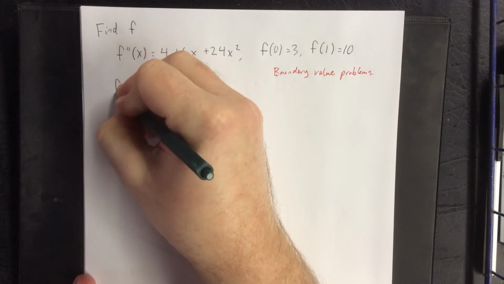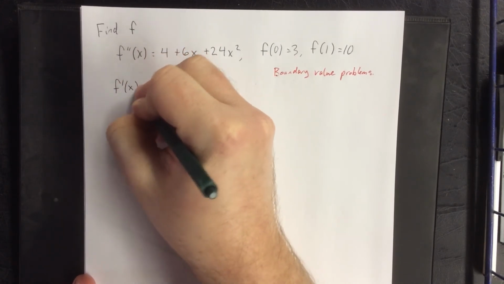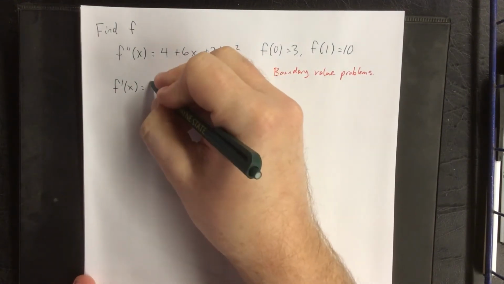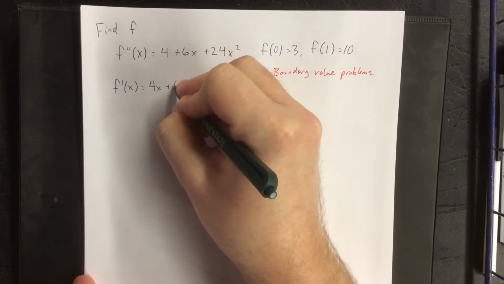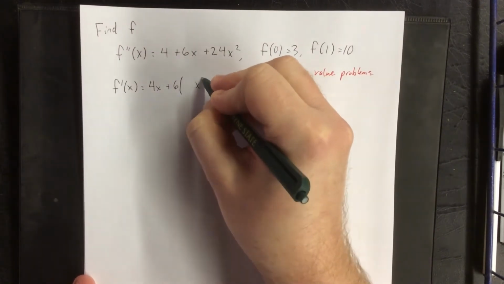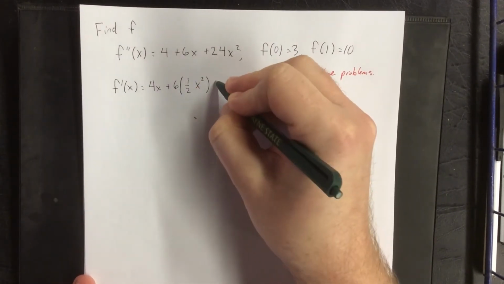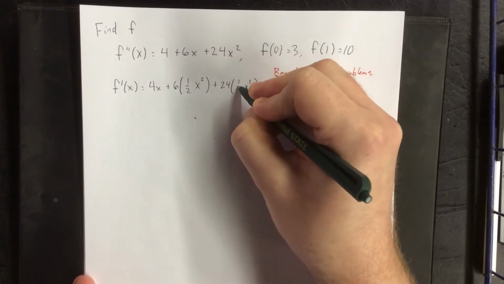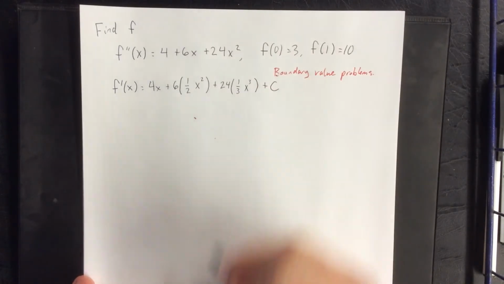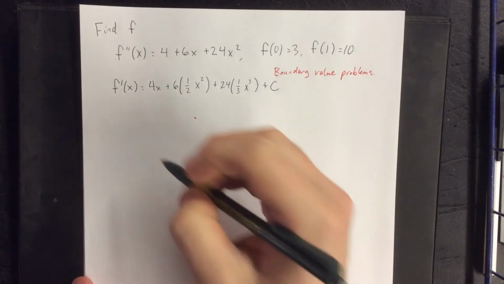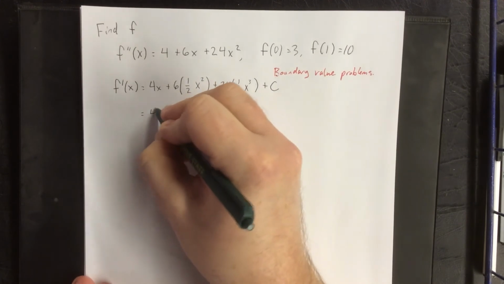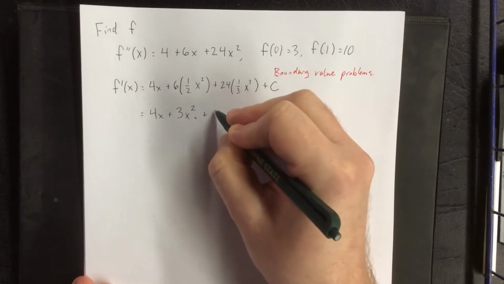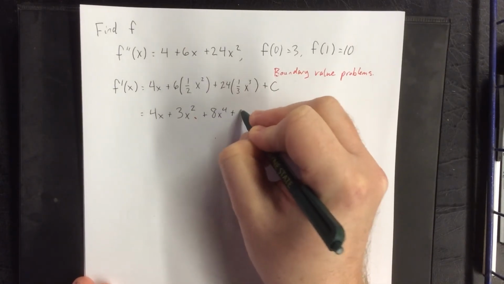So let's start taking those antiderivatives. We'll get f prime of x is equal to, looks like pretty much power rule all the way across here. This will be 4 times x plus 6 times, power of x goes up by 1, divide by the new power. And for x squared, power of x goes up by 1, divide by the new power. We'll also get a constant of anti-differentiation. We'll call that plus c. Simplifying the expression ever so slightly, we'll get 4x plus 3x squared plus 8x to the fourth power plus c.